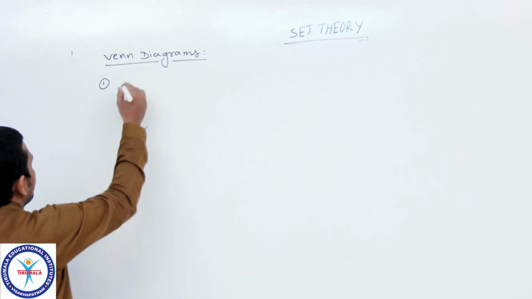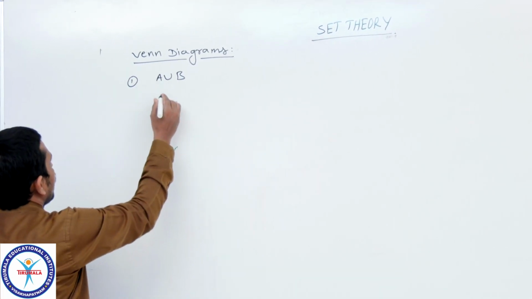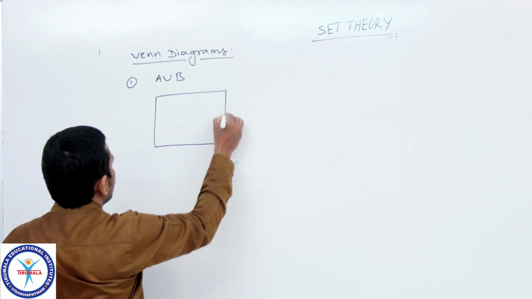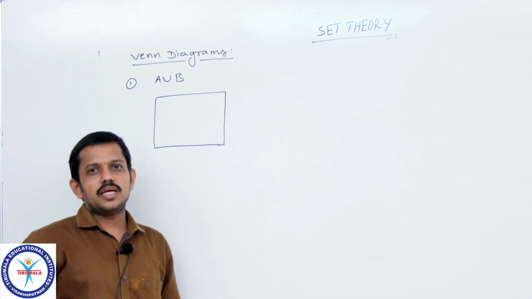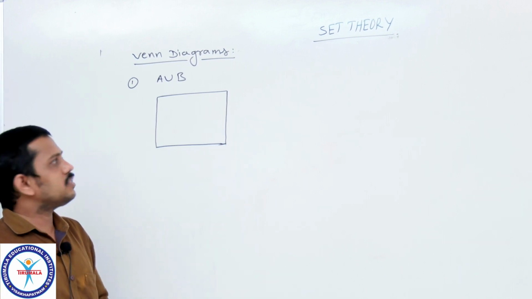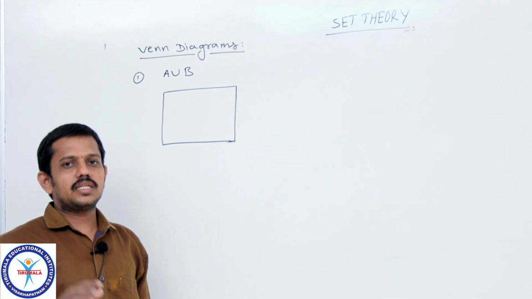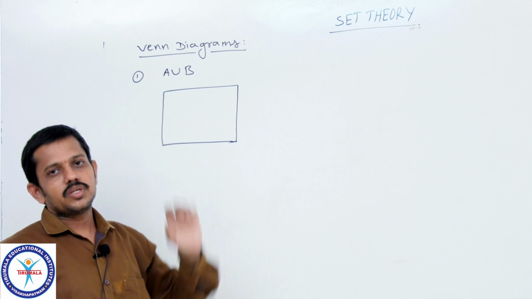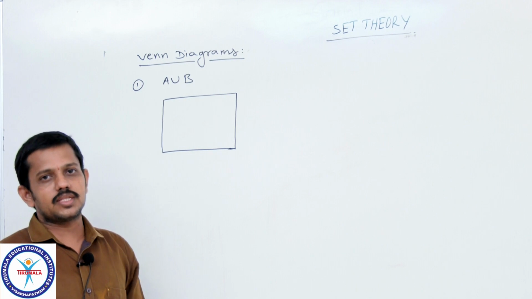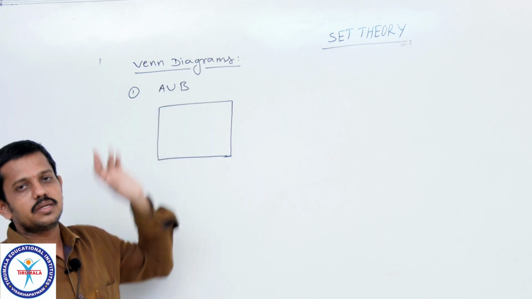First we will recall the Venn diagrams for sets. What is the Venn diagram of A union B? If A, B are any sets, then what is the Venn diagram of A union B? It is nothing but the relation between the sets, represented by means of diagrams. Generally we use rectangles and circles. Rectangles represent the universal set and circles represent subsets of the universal set. So here we need to draw the Venn diagram for A union B.